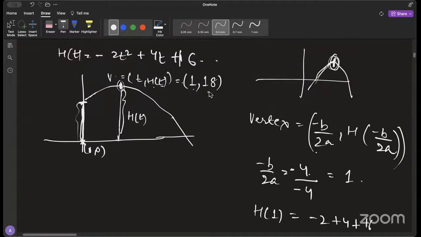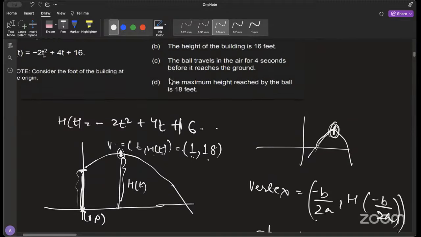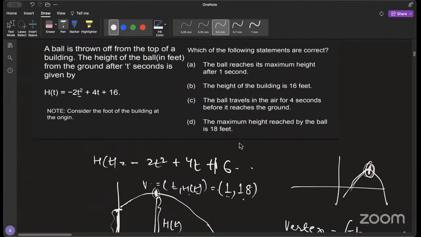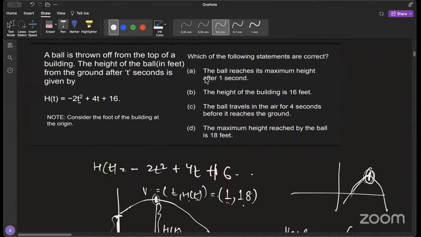And that maximum height will be attained in 1 second, whatever the unit of time is given. It's given in seconds, right? So in 1 second. What does the option say? The first one says the ball reaches its maximum height after 1 second. So it does reach after 1 second, so this should be correct. Then the height of the building is 16 feet. No, we have not found that yet. Let's work on that too. Do we have the maximum height reached by the ball is 18 feet? Yeah, that's also correct.